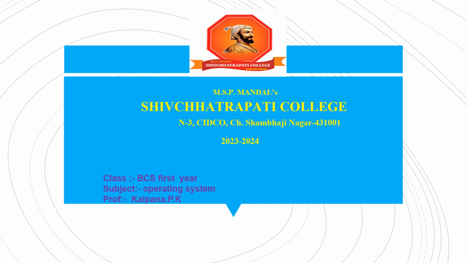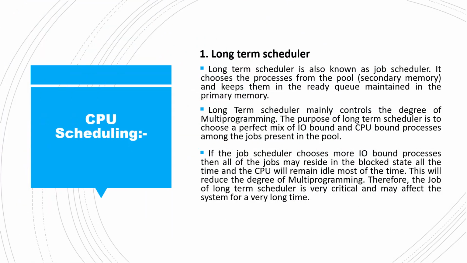Next topic is CPU scheduler. Let's start CPU scheduler. Scheduling is mainly three types. First type is long-term scheduler. The long-term scheduler is also known as a job scheduler.